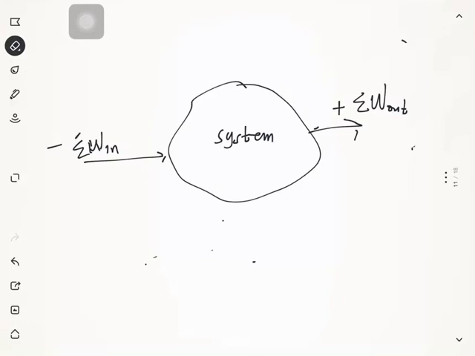Okay, we have an example here. You have this example. You have, find the work.